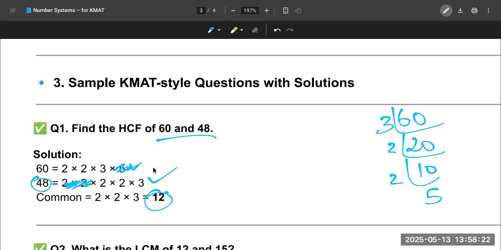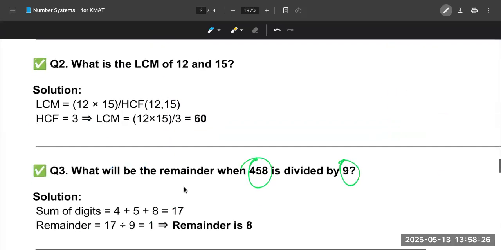Okay. Can you find out what is the LCM of 12 and 15?